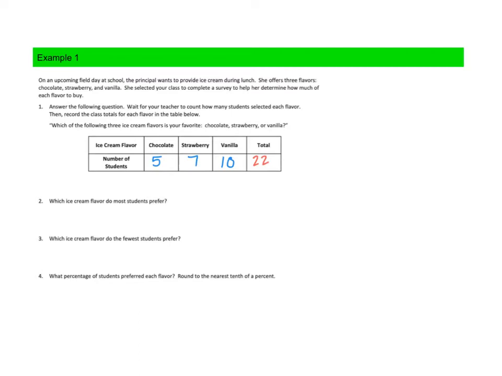Okay. So this is called a frequency table. It just organizes the numbers that we have, the data that we collect. Looking at this table, we are going to interpret some things before we move into the meat of our standard for today. It says, which ice cream flavor do most students prefer? Well, looking at this table, you can see that most of the students prefer the vanilla ice cream. Which flavor do the fewest students prefer? Fewest students prefer chocolate in this case.